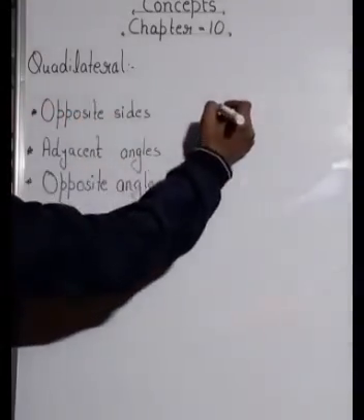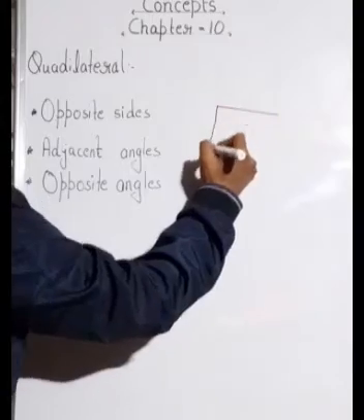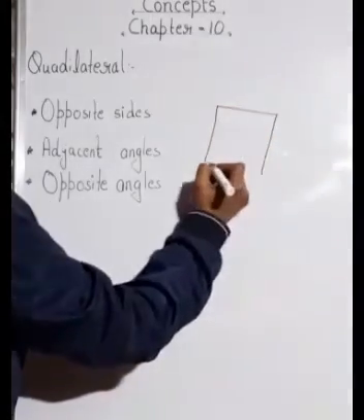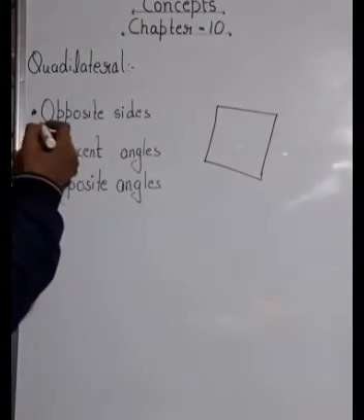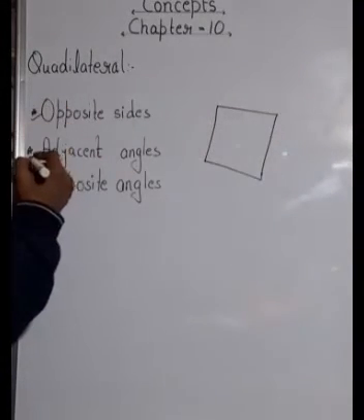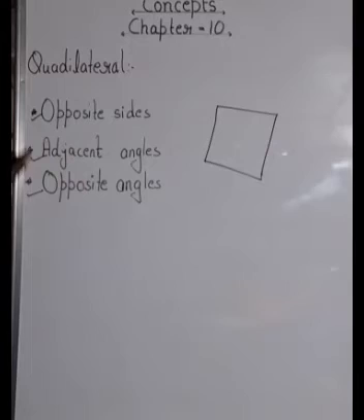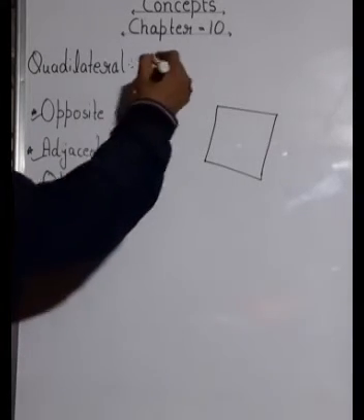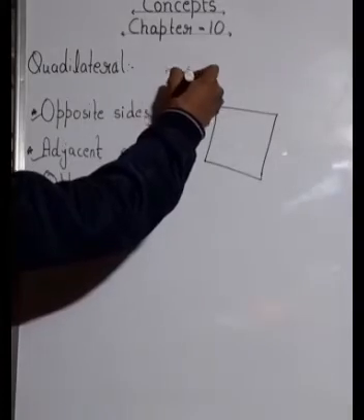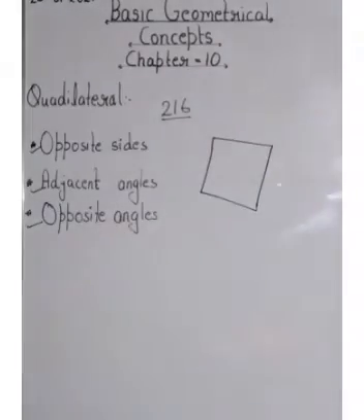Students, next you are having your quadrilateral. I told you that it is any 4-sided figure. If I have drawn a 4-sided figure, this is your quadrilateral. Now you have to study the opposite sides, adjacent angles and opposite angles of a quadrilateral by yourself. It is given on page number 216. You have to study it by yourself.